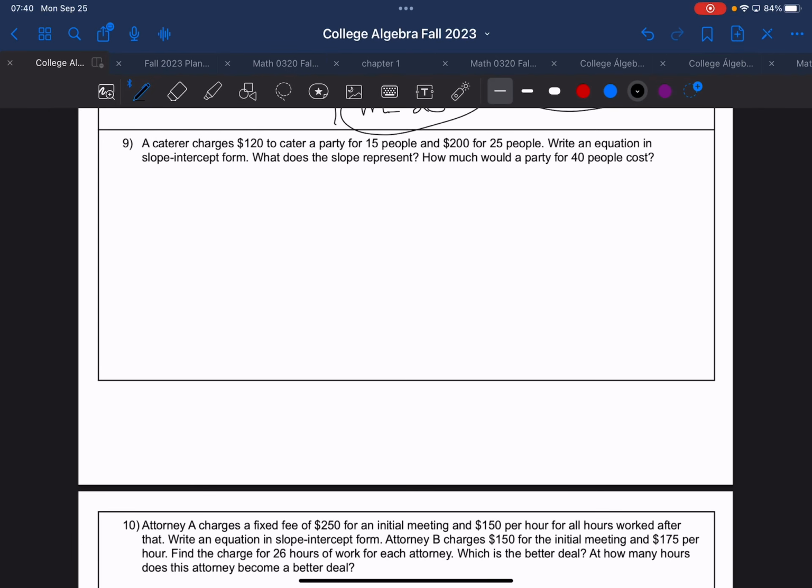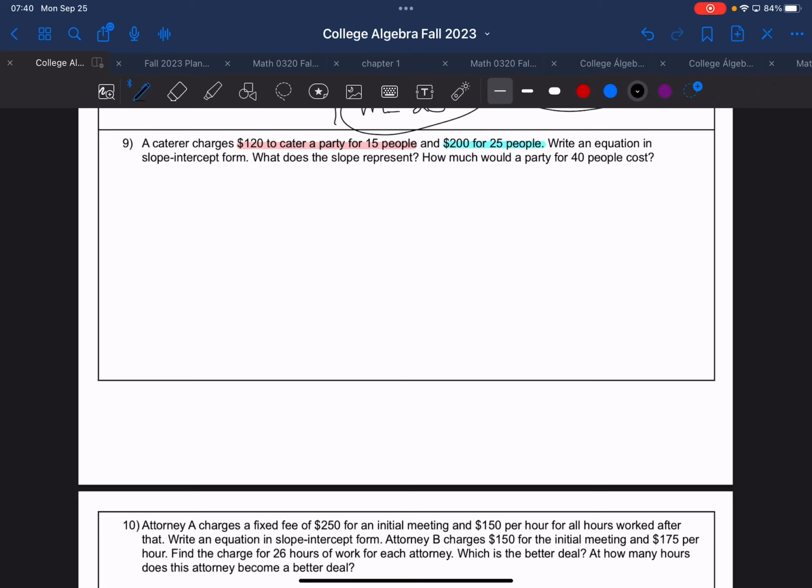Number 9 says a caterer charges $120 to cater a party for 15 people and $200 for 25 people. Write an equation in slope-intercept form. And then it says, what does the slope represent and how much would a party cost for 40 people? Okay, so in this problem, they don't give us the equations. Instead, they give us 2 points. So we have the first point here, $120 for 15 people, and the second point here, $200 for 25 people.